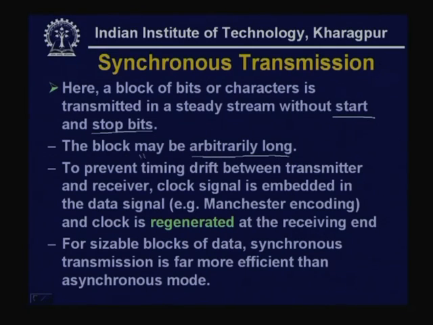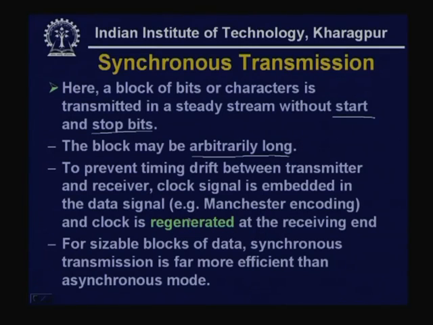Although the block may be arbitrarily long, as we know, if a frame is very long, the probability of error increases. That is why the length is restricted to some upper limit. Moreover, to prevent timing drift between transmitter and receiver, the clock signal is embedded in the data signal, for example by using Manchester encoding, and the clock is recovered at the receiving end.